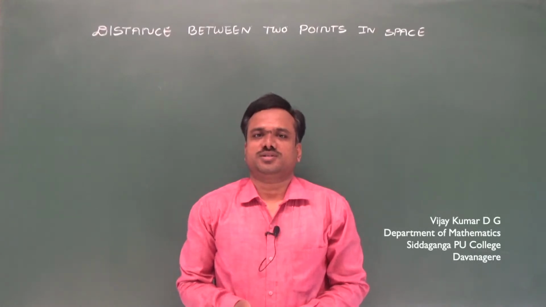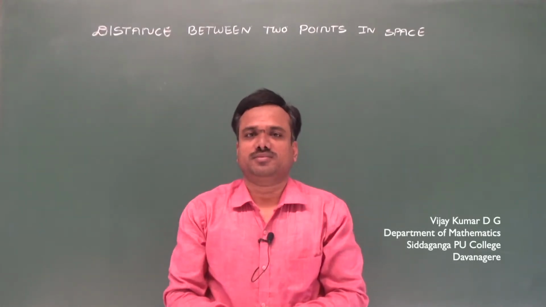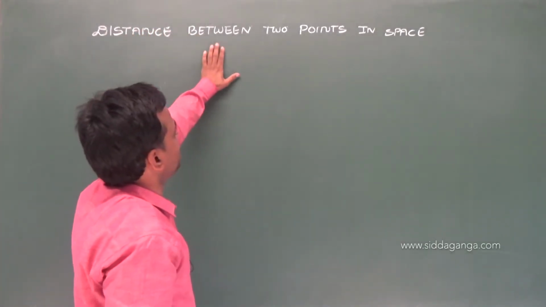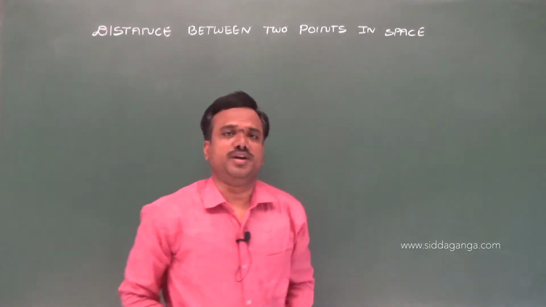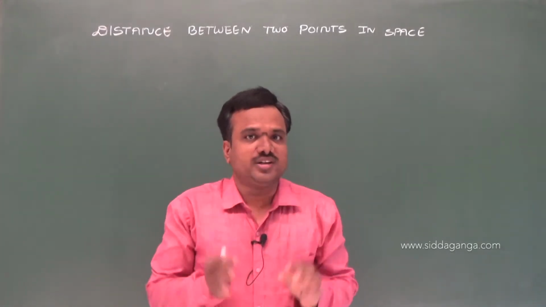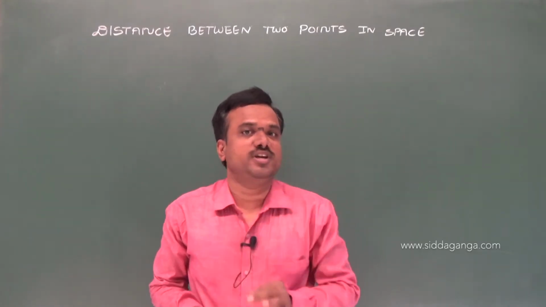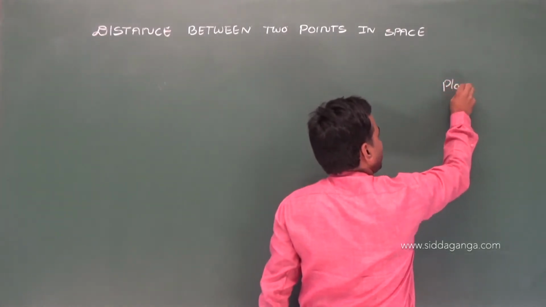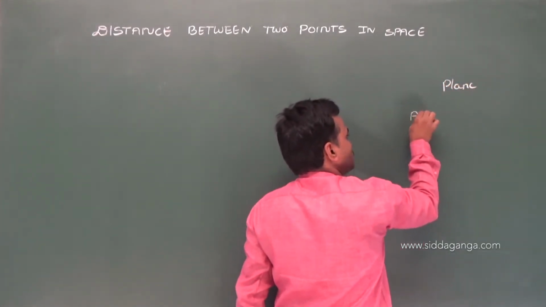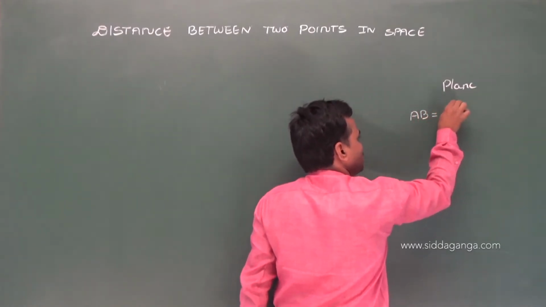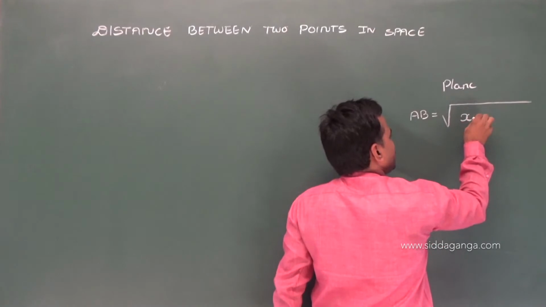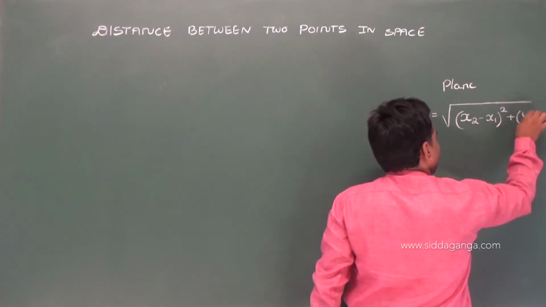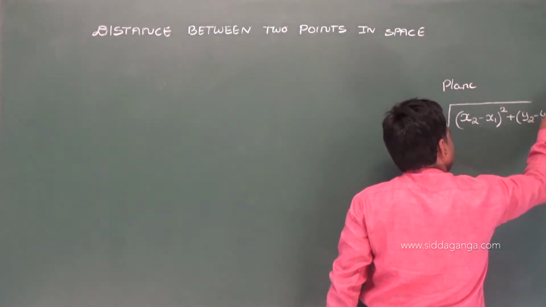Hello students, we discuss the next topic in three-dimensional geometry. The next topic is distance between 2 points in space. You already know in the 10th class, distance between 2 points in plane, correct? Suppose A and B are the 2 points in plane, AB is equal to square root of x2 minus x1 whole square plus y2 minus y1 whole square.